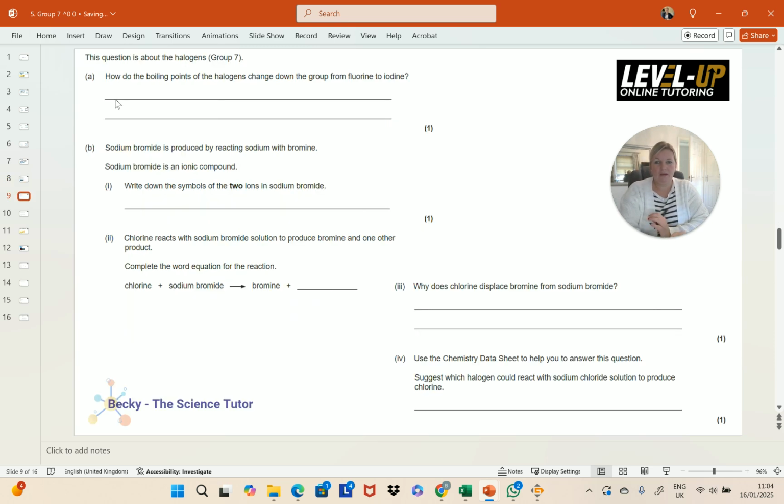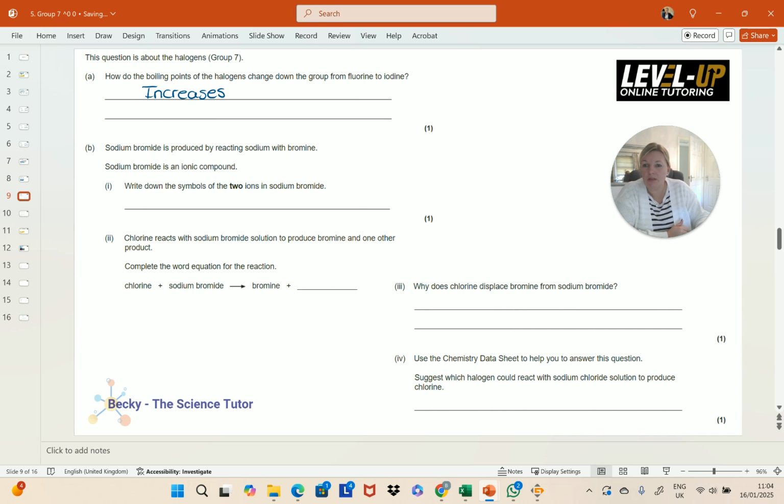Okay, some other styles of questions then. So again, a sort of low to mid-level question. It's about the halogens, so there's a bit more variety in this. It's asking you about the trends as well as the reactions, etc. So how does the boiling point of the halogens change down the group from fluorine to iodine? It's just worth 1 mark. It doesn't want much from us. We don't have to explain. It just says how does it change? It increases. That's all we need to say for that one.